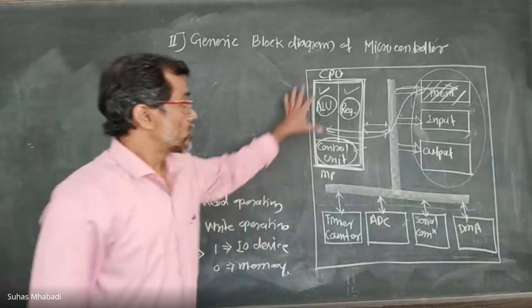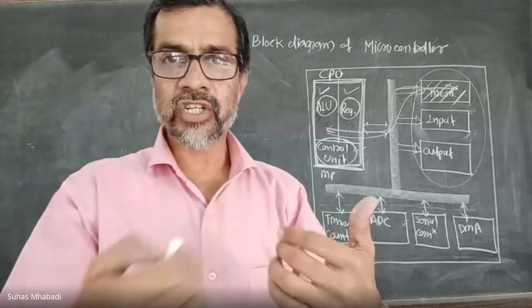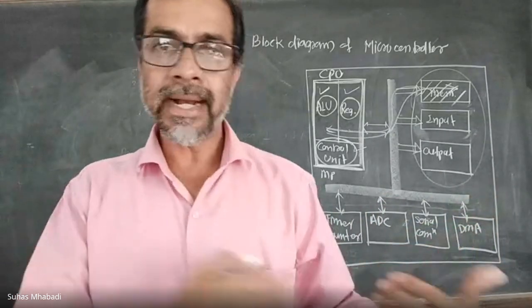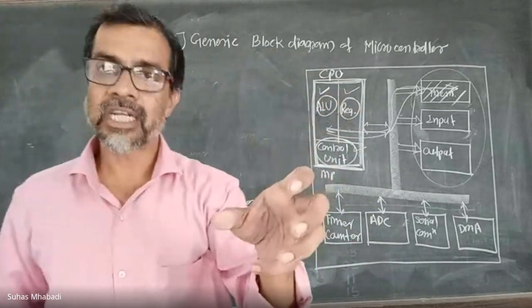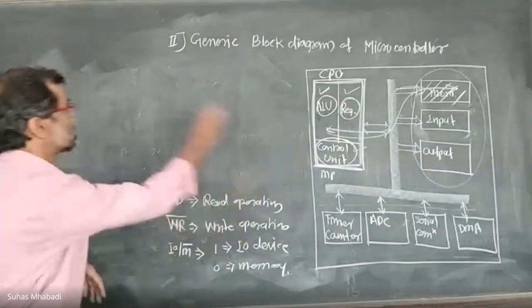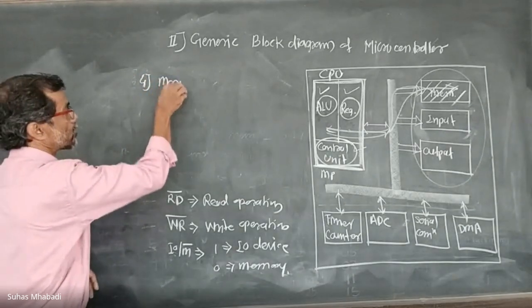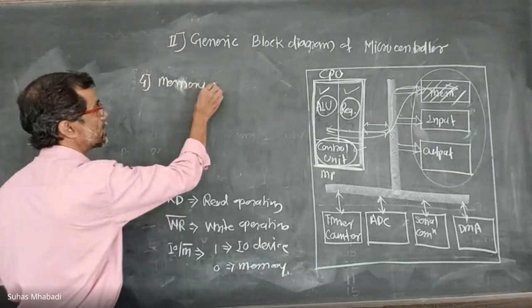Okay, so one part is over. Now we'll discuss in brief, not in detail, because memory structure is much more complex and we need to study it in detail. But right now, as a part of this topic, the generic block diagram, I must explain it in brief. So the fourth point is memory.